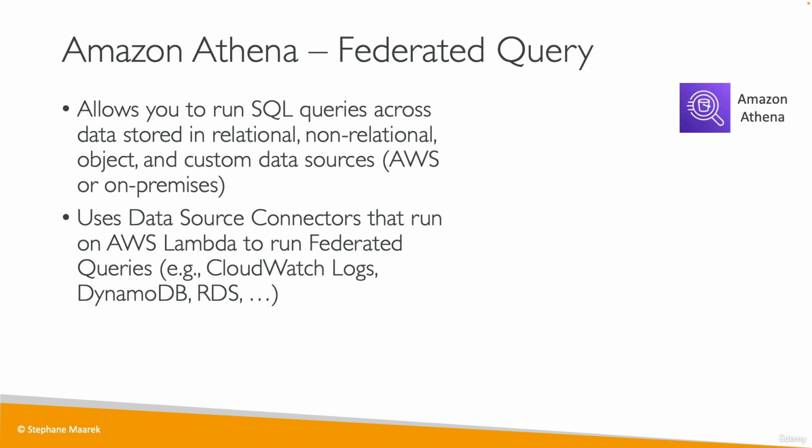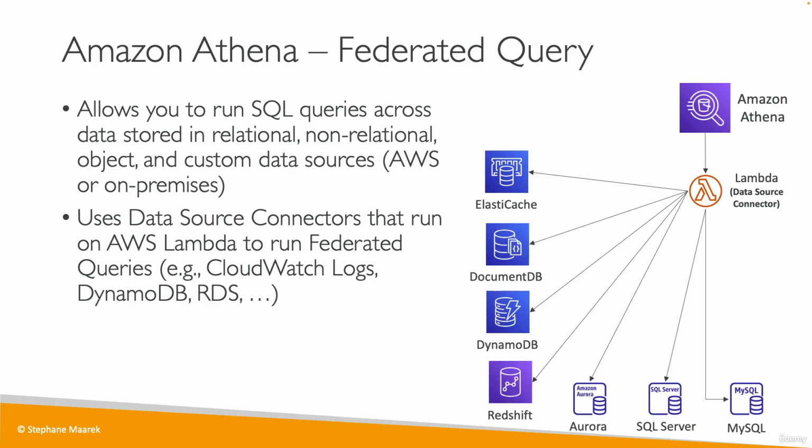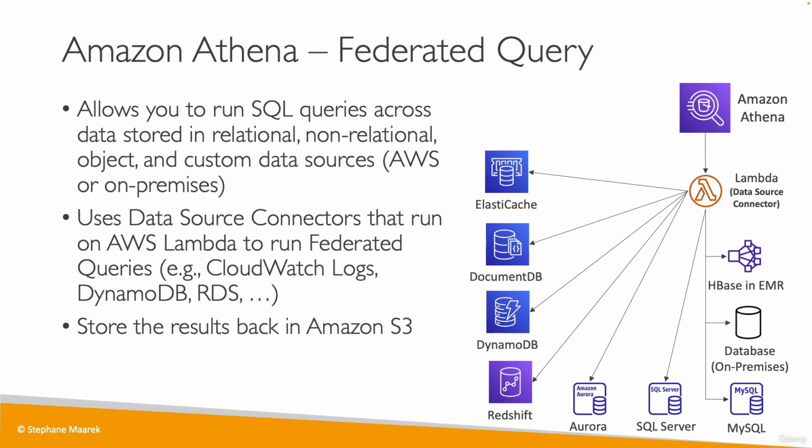So it's very powerful. For example, we have Athena here, and we have a Lambda function, and you have one Lambda function per data source connector. Then through Amazon Athena, you can run a query across ElastiCache, DocumentDB, DynamoDB, Redshift, Aurora, SQL Server, MySQL, HBase on the EMR service, or any on-premises database directly from Athena, as well as, of course, Amazon S3. You can do your joins and your computations and so on. That's why it's called a federated query. Then the results of this query can be stored into your Amazon S3 bucket for later analysis.